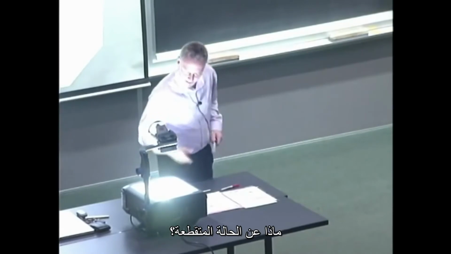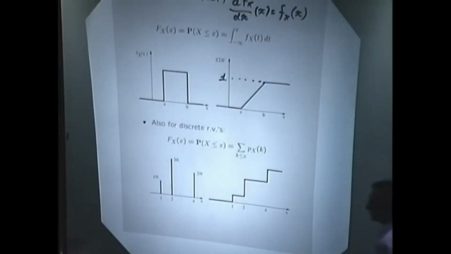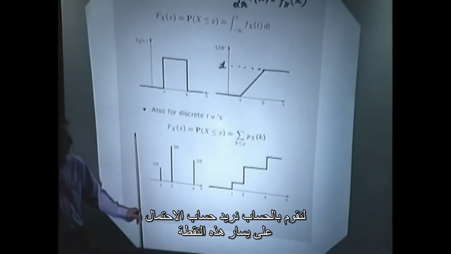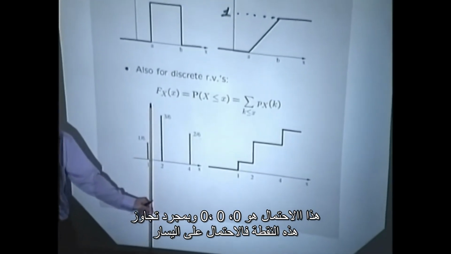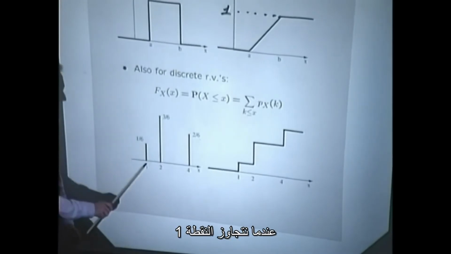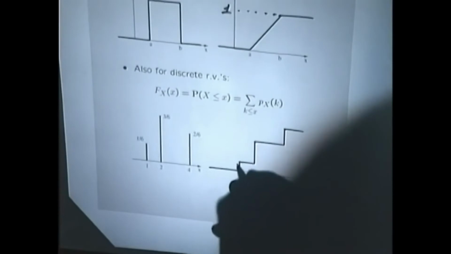How about the discrete case? In the discrete case, the CDF has a more peculiar shape. So let's do the calculation. We want to find the probability of being to the left of here. That probability is 0, 0, 0. Once we cross that point, the probability of being to the left of here is 1/6. So as soon as we cross the point 1, we get a probability of 1/6, which means that the size of the jump that we have here is 1/6.